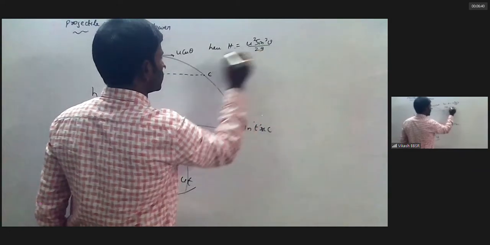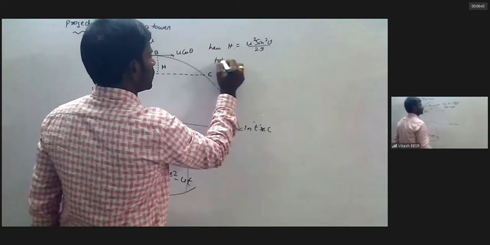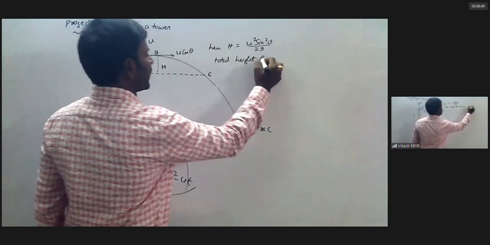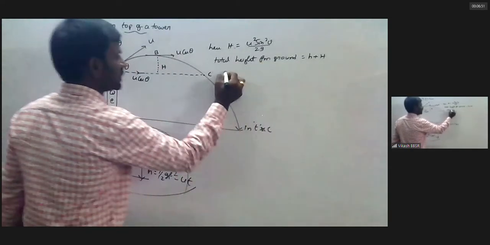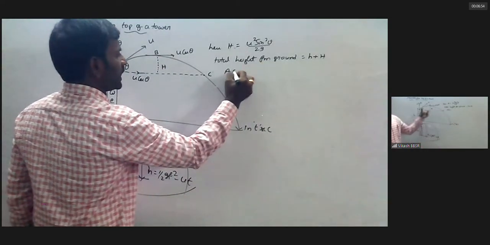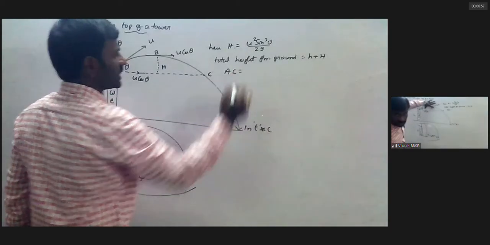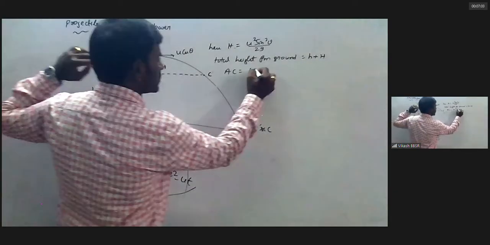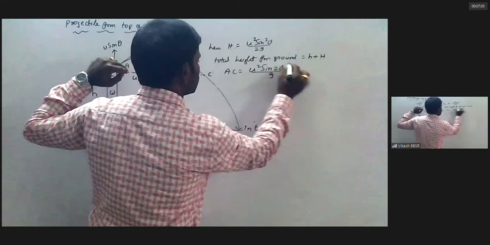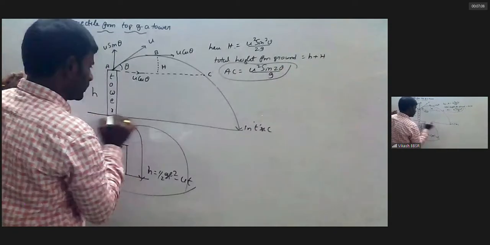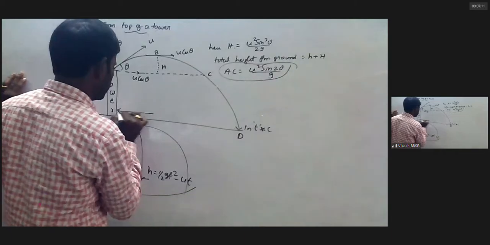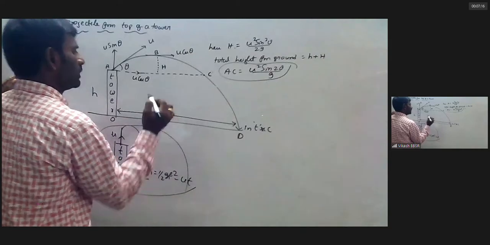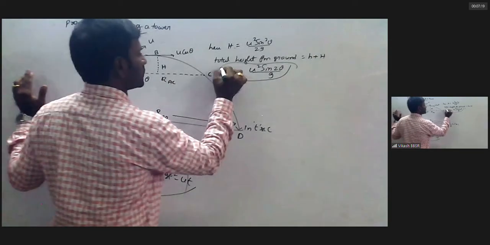The total height from the ground is equal to how much? Small h plus capital H. And AC is equal to the range of the projectile along the, means from the foot of the top of the tower. What is this? U square sin 2 theta by g. But what about this value? OD you can take. What about OD? ROD. This is RAC, so RAC you can take.